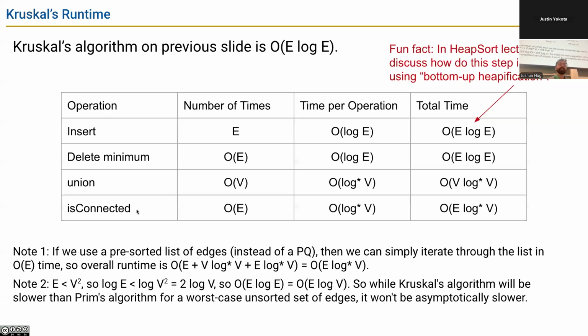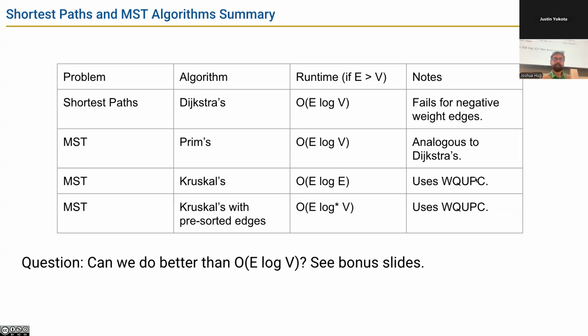So you'll only do V unions because there's only going to be V minus one edges added to the minimum spanning tree. And there are E is connected calls in the worst case, but they're very fast. If these are all the runtimes of different pieces of the code, the E log E dominates. It's much slower than these right here. Okay, so I'd say the overall runtime for Kruskal's as we wrote it is E log E.